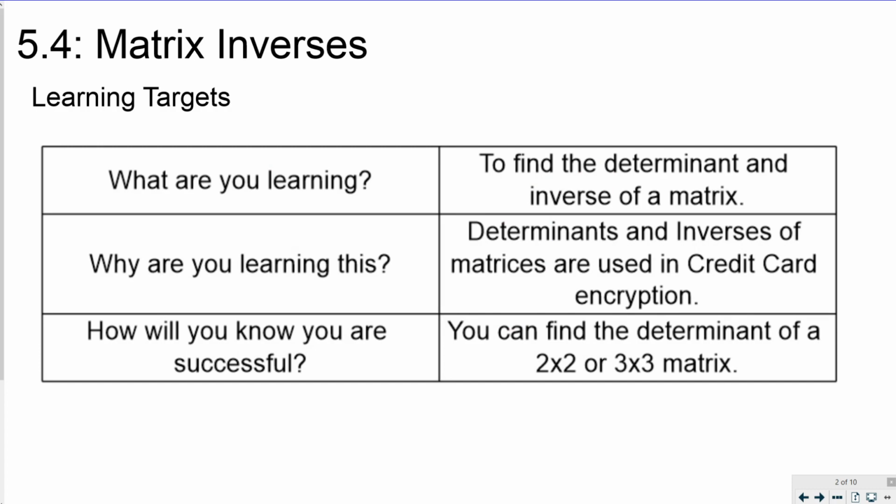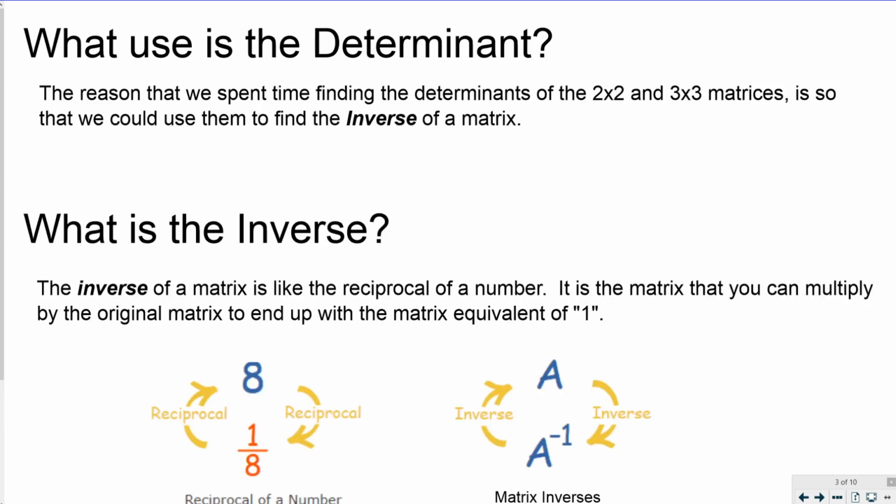So for this video, we're going to use the determinant to find the inverse of a matrix. Determinants and inverses of matrices are used in credit card encryption, and that's why we're learning this. You'll know you're successful when you can find the determinant and then take the inverse of a 2x2 or 3x3 matrix. At any time you can pause the video to take notes on the screen, but we're going to move kind of fast through this.